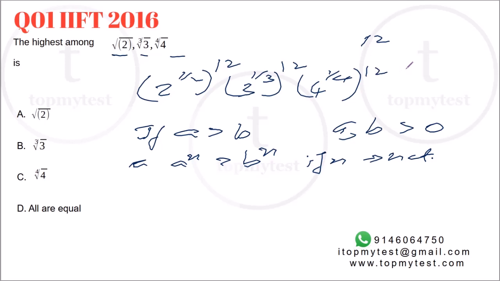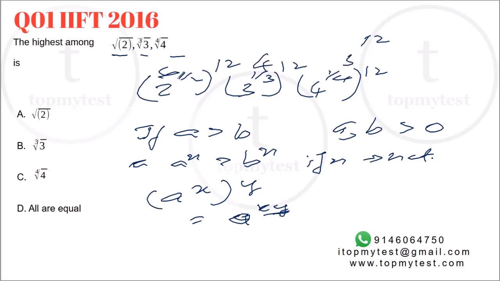Again, we'll use the property that we used last time around: A to the power x, whole to the power y, will be equal to A to the power x into y, right? We discussed this in the last session on indices. You can check that out in case you want a refresher on that. Okay, so half into 12 will be 6, this will be 4, and this will be 3. 2 to the power 6 will be 64, 3 to the power 4 will be 81, and 4 to the power 3 will also be 64. Right, so option B will be your correct choice. The largest among the three is 3 to the power 4, which is 81.